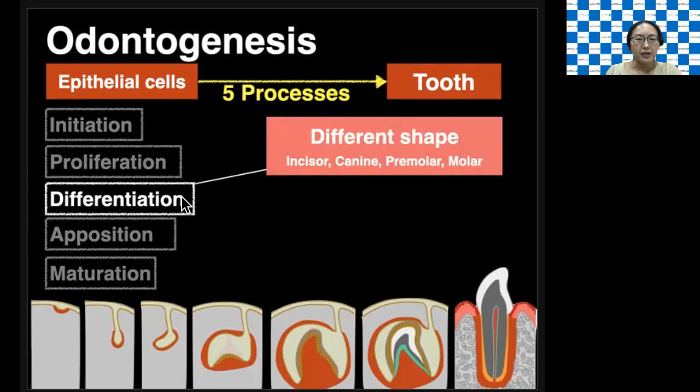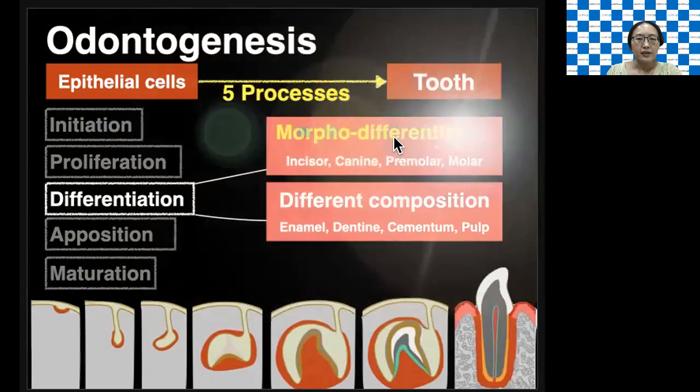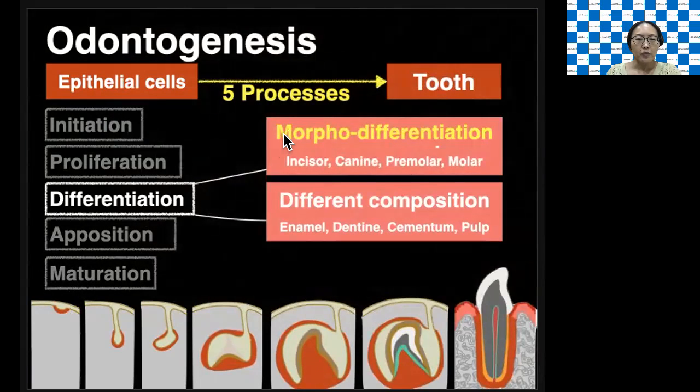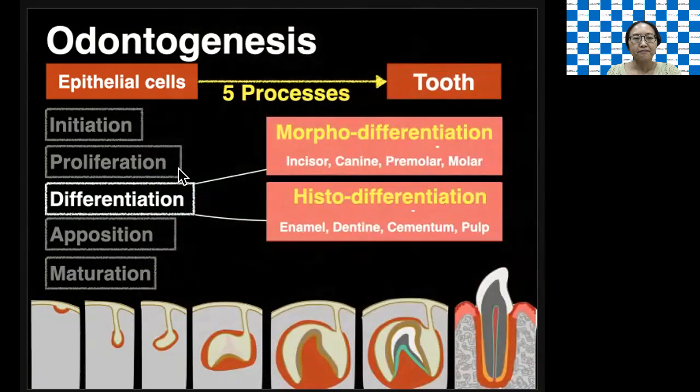After the differentiation, the tooth can have different shapes, for example, the incisors, canine, premolars and molars. And the other differentiation results in different composition in one tooth. For example, the enamel, dentine and cementum have different compositions of mineralization. For shape differences, we call it morphodifferentiation. And for the differentiation process involving different composition, we call it histodifferentiation.